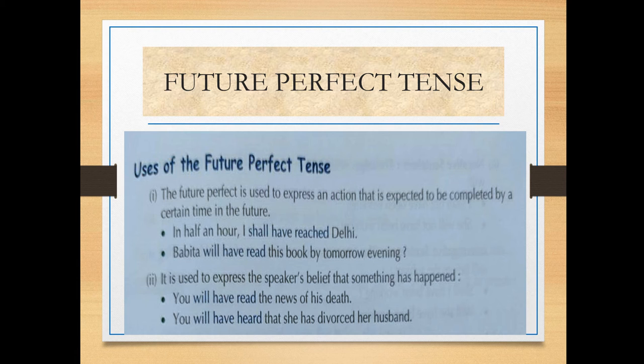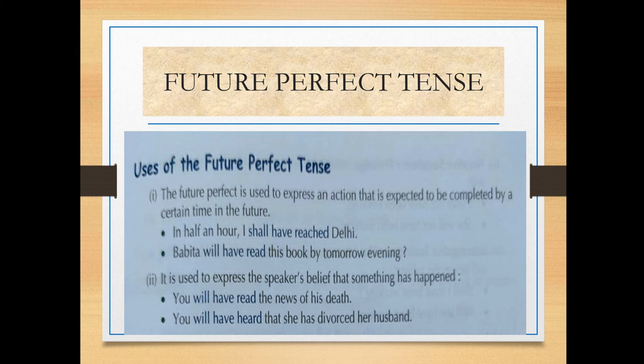Let's see first the formation of future perfect tense. Future perfect tense sentences are formed with shall or will plus have plus the past participle form of the verb, that is the V3 form of the verb, right? Shall or will plus have plus past participle form of the verb. I shall have gone, he will have gone, right? So we are using V3, the past participle form of the verb, here.